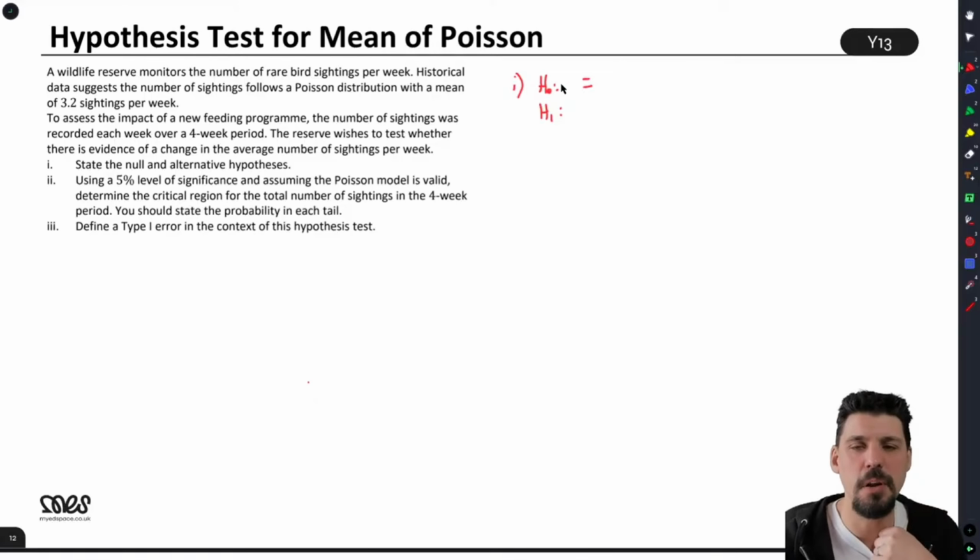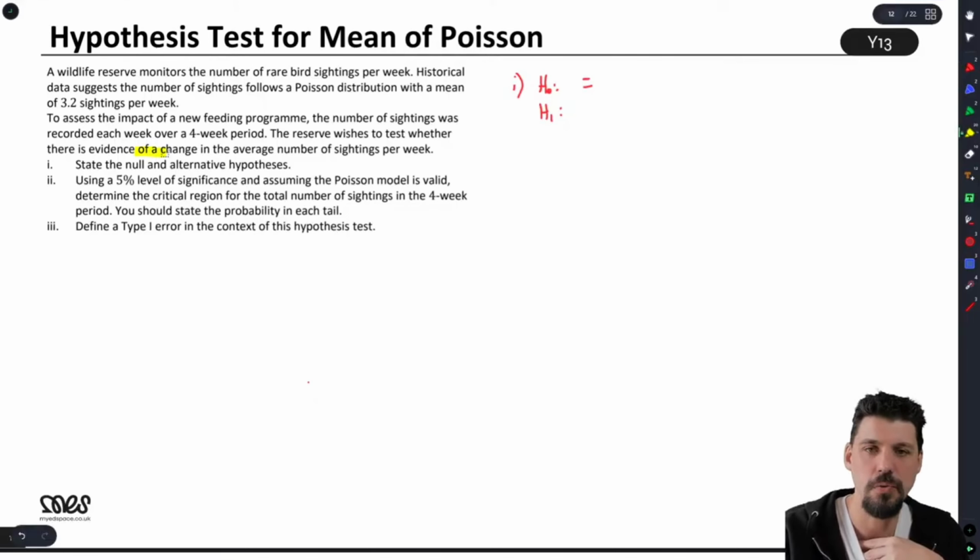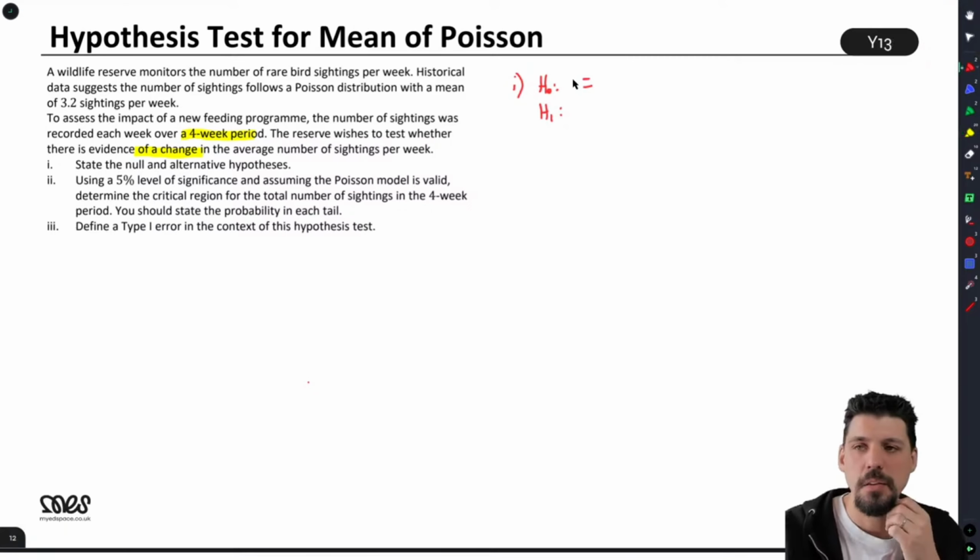Now H0, so what do we got? A wildlife reserve monitors the number of rare bird sightings. We think 3.2 per week. So we recorded some over a 4-week period. We want to see if there's evidence of a change. Ooh, a change. Now, we are looking at the mean of a Poisson, because it's the average number of sightings.